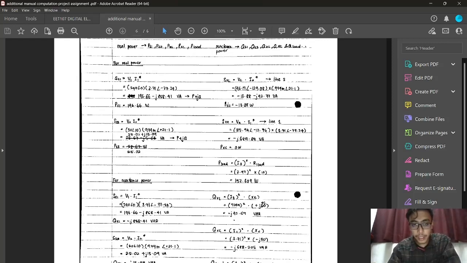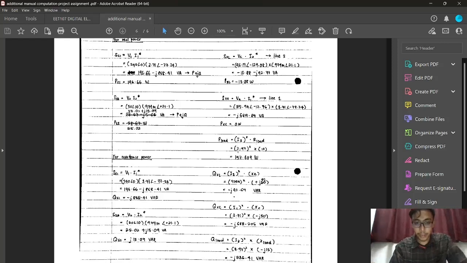The real power absorbed by the inductor is negative 13.88 watts, using the same method as for source 1 and source 2. The power absorbed by the capacitor is zero, because the capacitor in line 2 does not have resistance, so it does not have real power. For the load, I'm using I squared multiplied with R.